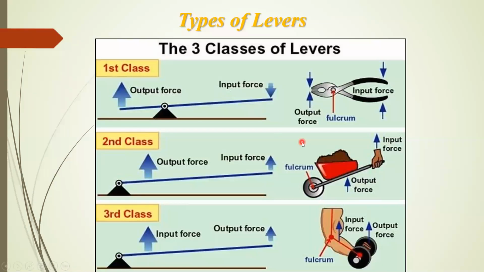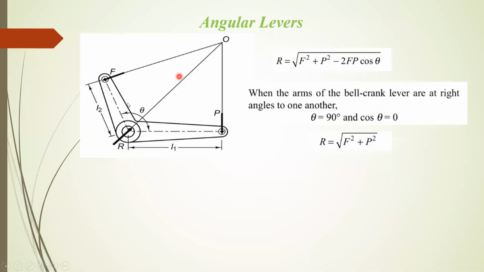But if the levers are angular, then how to design that lever? This is the angular lever. You can see it has an angle theta between two arms of the lever. Here one arm, here second arm. L1 and L2 are the lengths of the arms, and here is the fulcrum or pivoted point. Both the arms are placed at an angle of theta. So in that case, how to design that lever, we will discuss today.